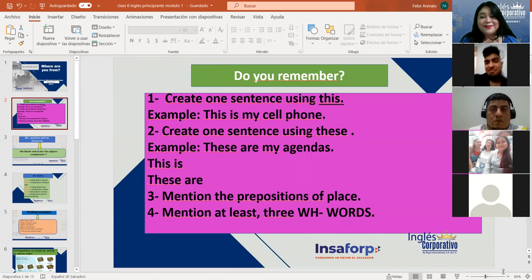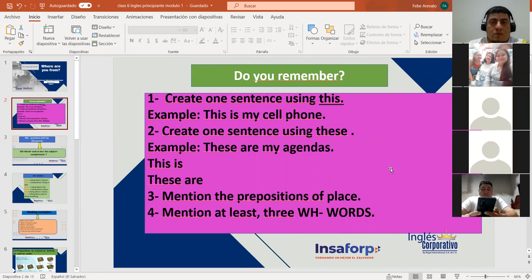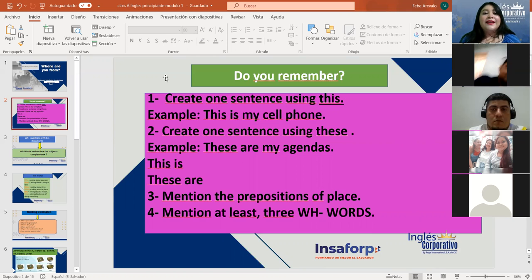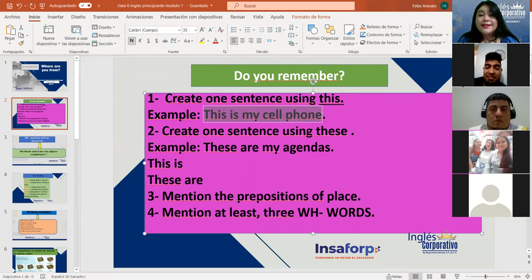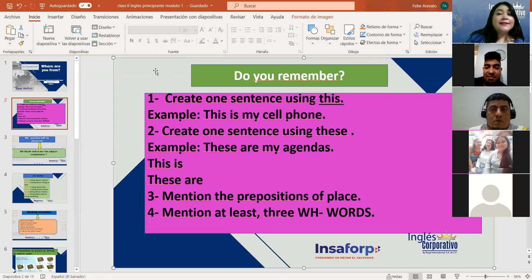Do you remember? Ustedes recuerdan que siempre vamos a tener esta sección, right? Let's see. Create one sentence using this. ¿Qué vamos a hacer? Van a crear una oración utilizando this. Aquí tengo mi example. This is my cell phone, right? This is my cell phone, okay? So there you have it.